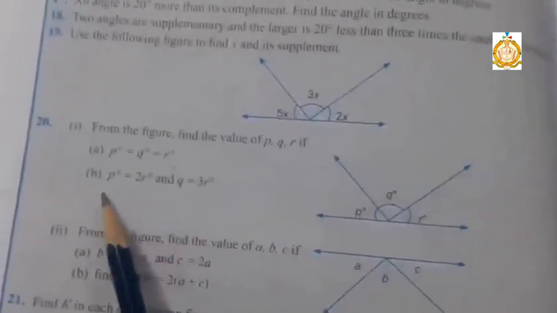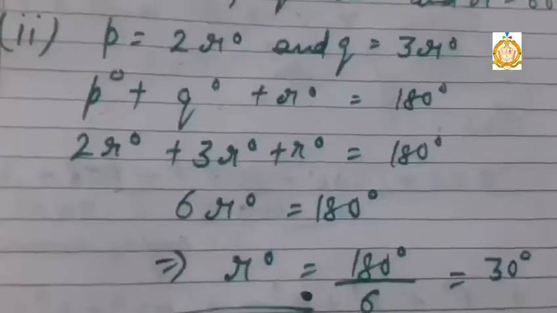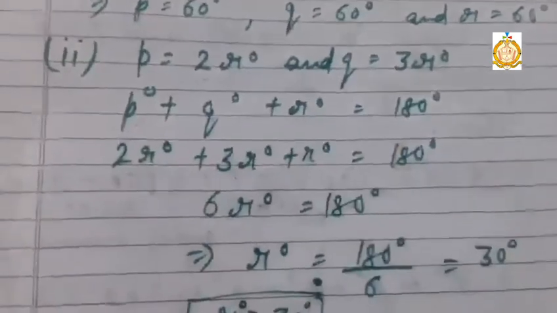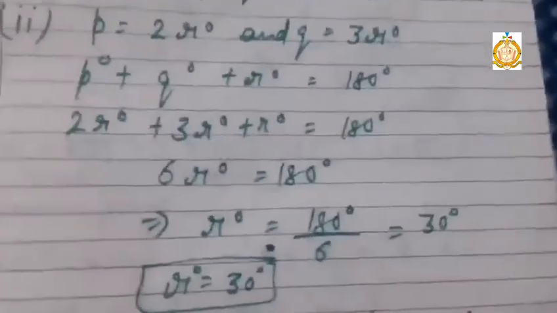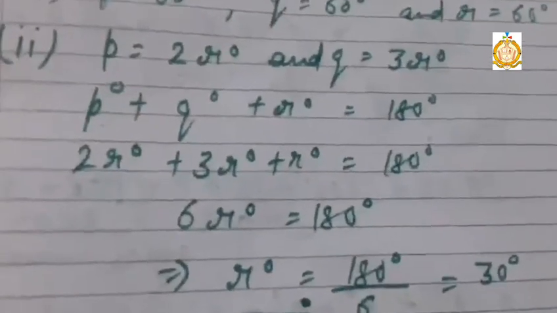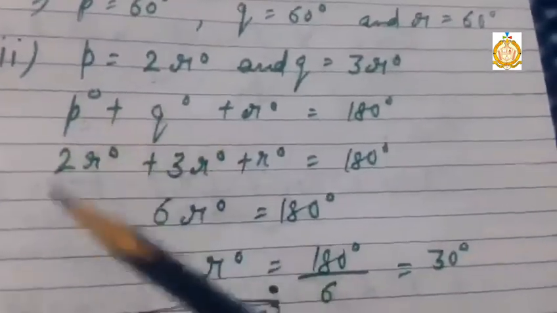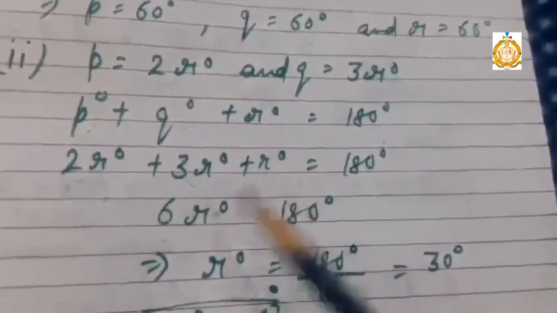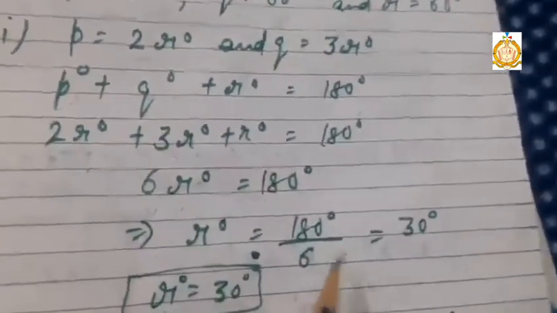In the B part we are given P is equal to 2R and Q is equal to 3R. Again PQR lies on the straight line, so adding up they would give 180 degrees. In the question we are given that the value of P is 2R and the value of Q is 3R. So we can write 2R in place of P and 3R in place of Q, and R as such. Now this equation is in terms of R, so we can easily solve it. 180 degrees upon 6 is 30 degrees.